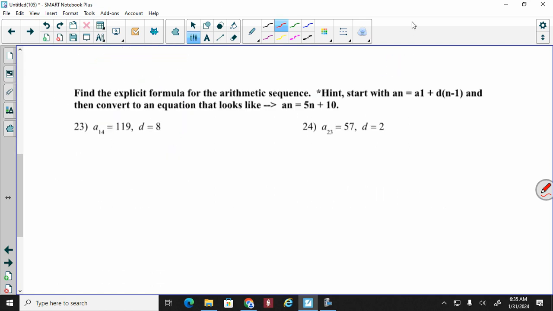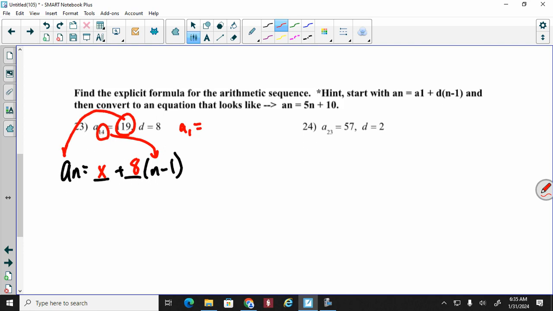All right, now we start getting into a little more math, because if you notice, we have the 14th term, but we don't have A of 1, which we have to find. So we're going to have to start using x here. We have A of n equals something plus something times n minus 1. Well, we're looking for our first term x. We know our common difference, which is 8. We're going to take 14 and plug it right there, and take 119 and plug it right there.